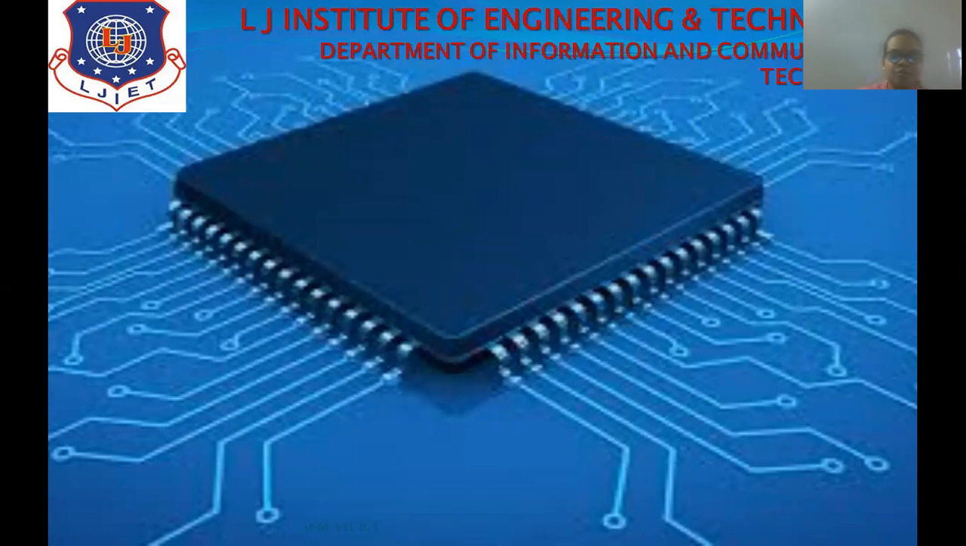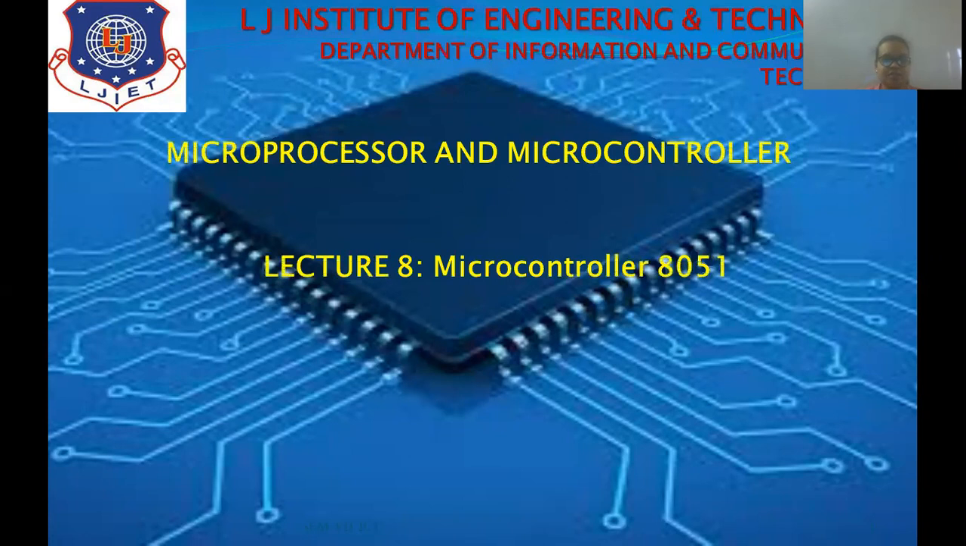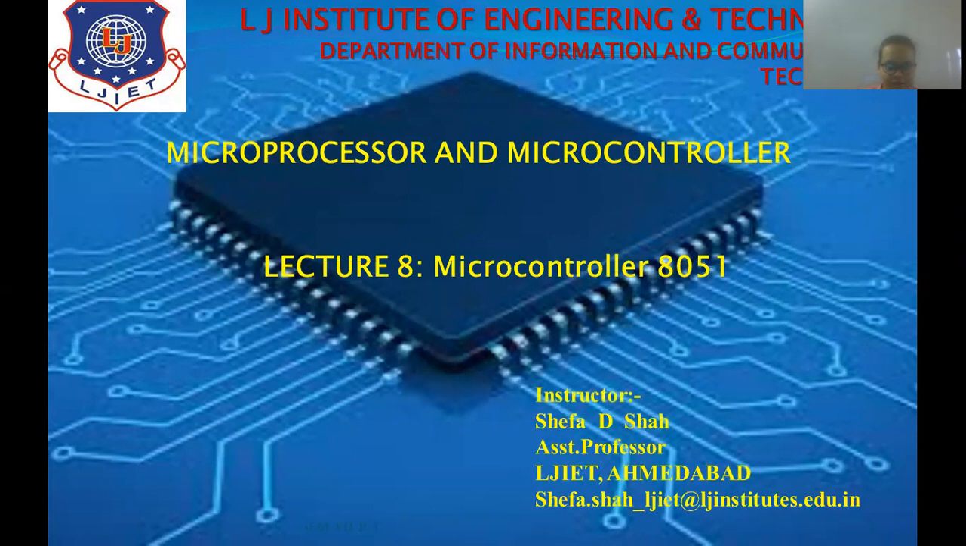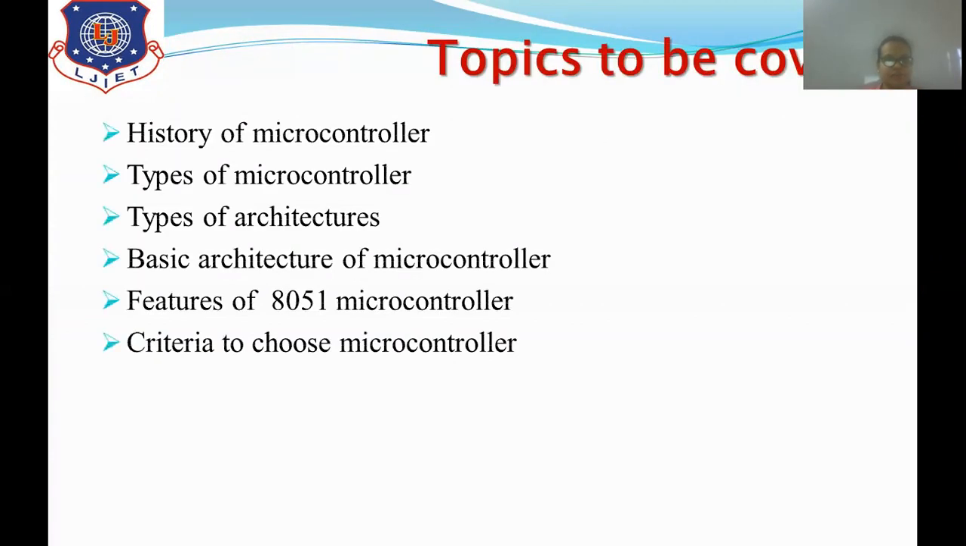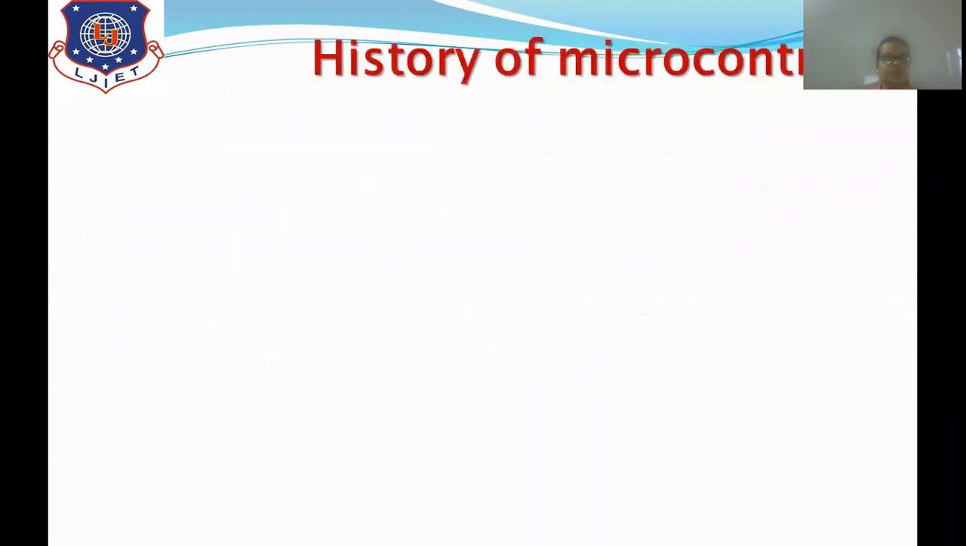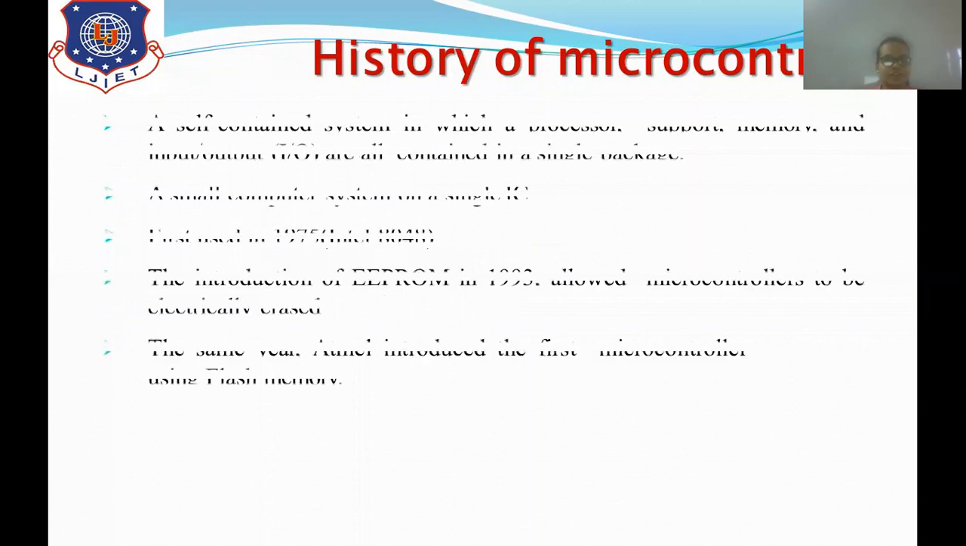Clear? Right, so in today's session we are going to discuss, first of all, what is microcontroller 8051. Now the topics to be covered in this session will be history of microcontroller, types of microcontroller, types of architectures, basic architecture of microcontroller, what are the features of 8051 microcontroller, and how to choose a microcontroller, what are the different criteria to choose a microcontroller. Clear? Now, first of all, going with the first topic, that is history of microcontroller.